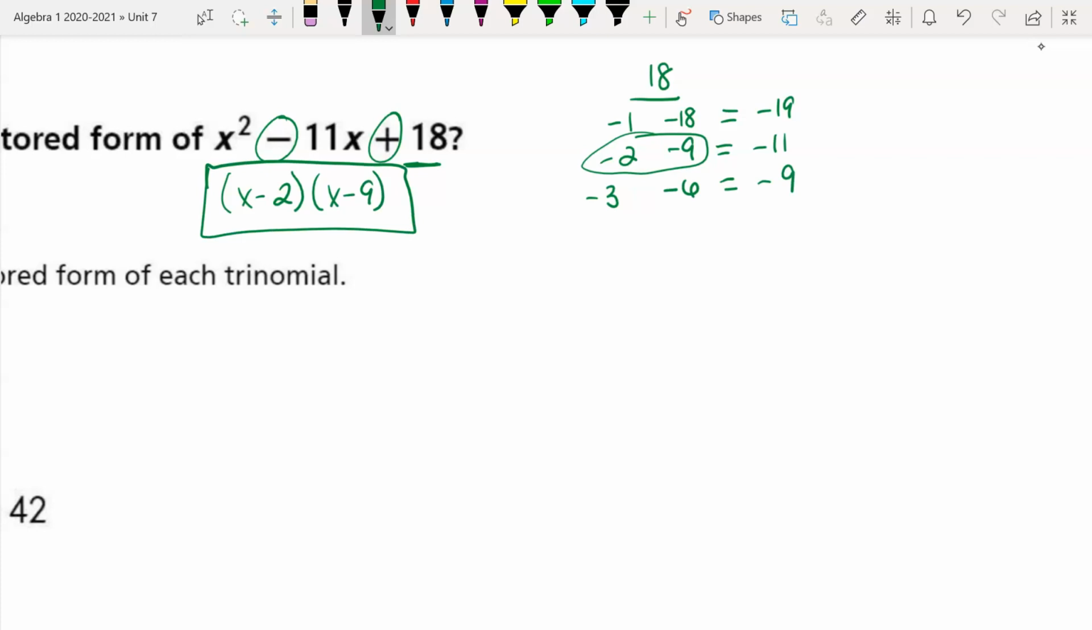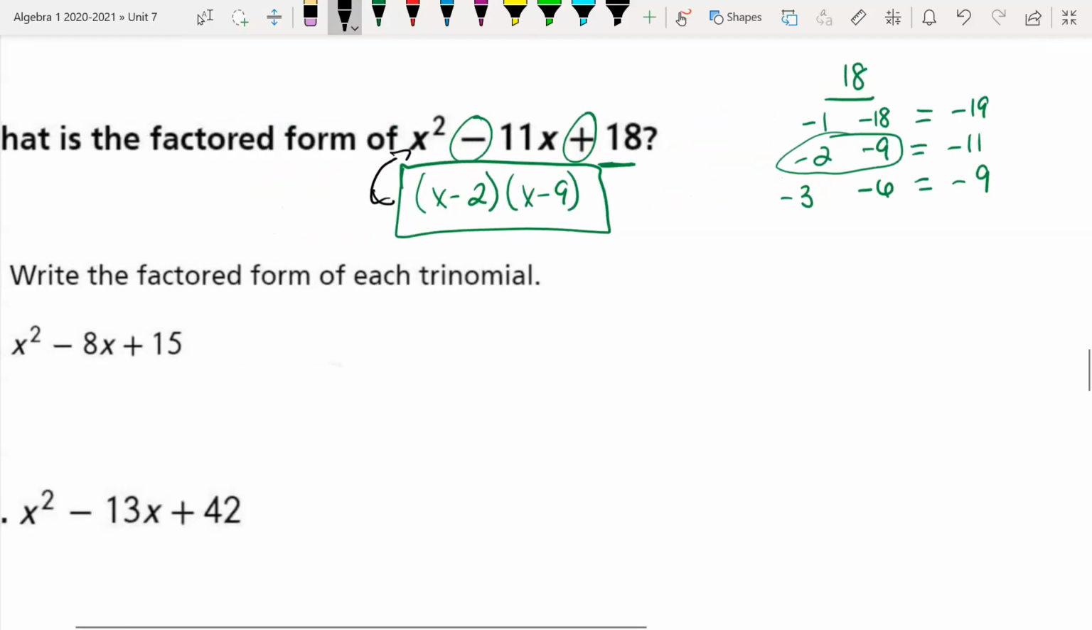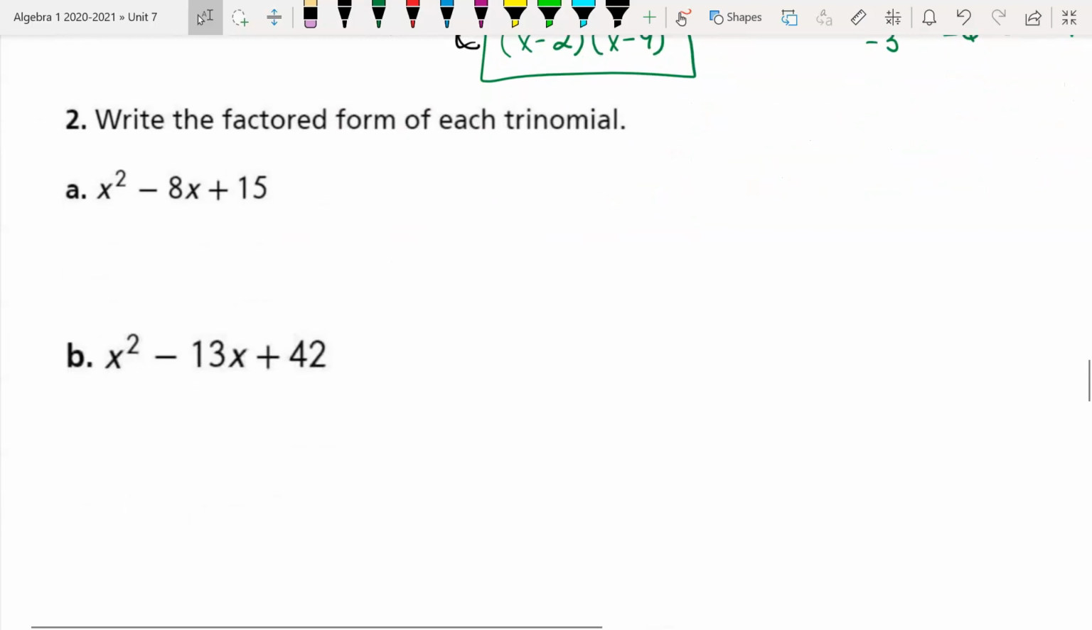And again, could you always FOIL or do the box method to see if you got the right answer? Yes, you could, because if you FOIL it, you should get back to what you started with. So go ahead and pause the video and try A and B, and I'll put the workout here that goes along with it.